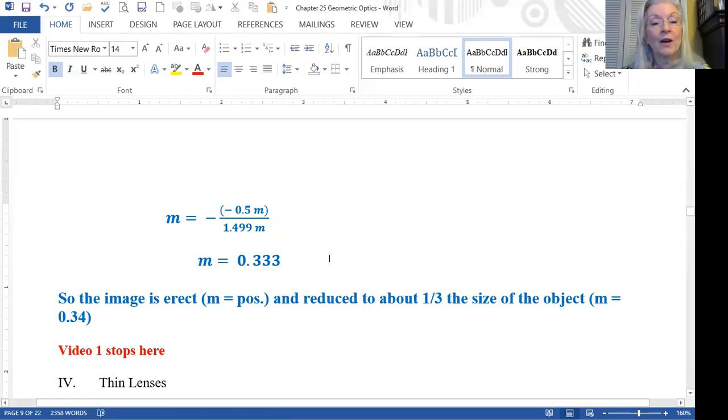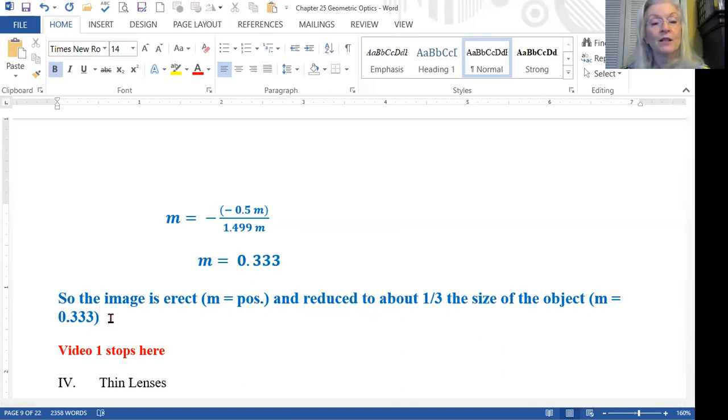I don't know where my brain was going with that. So a minus makes it a plus. The meters cancel. The answer doesn't have units. And 0.5 divided by 1.4999 is 0.33333. So it is erect and reduced. It is erect because the magnification is positive. It's reduced to about 1/3 the size of the object, and it is virtual.